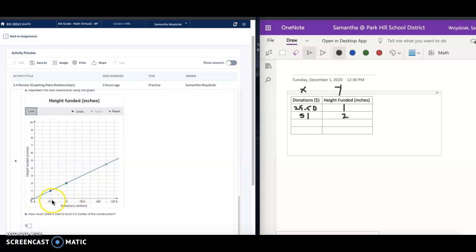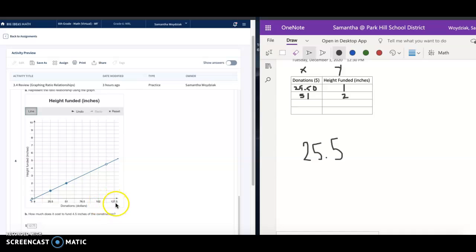Well, I know from this graph that every time we add a new number, so you can see we went over 2 spaces, it was 25.5. We went over 2 spaces, it was 51. We went over 2 spaces, it was 76.5. Went over 2 spaces, it was 102. Went over 2 spaces is 127.5. So what I know is that the difference between 102 and 127.5 is 25 and 5/10.